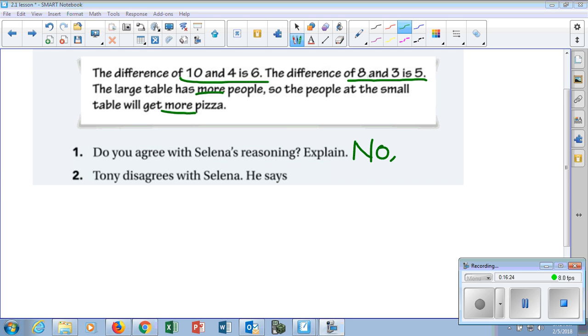Who wants to share with us? Stephanie. Do you agree with what he's saying? If 10 people share 5 pizzas, they each get a half a pizza, a whole half a pizza. That's more than each of the 8 people will get when they share 3 pizzas, because we know 8 people get 3 pizzas. So those ratios are different.